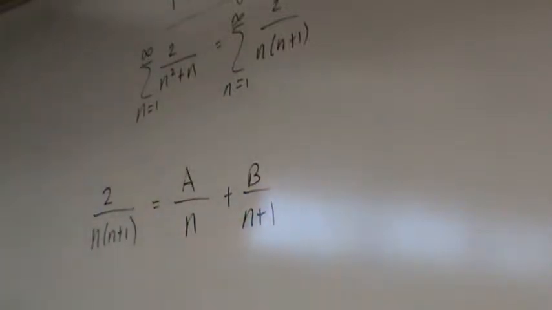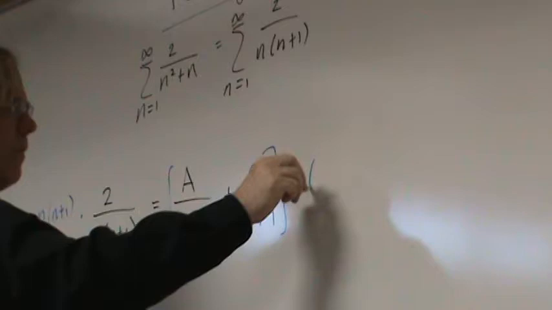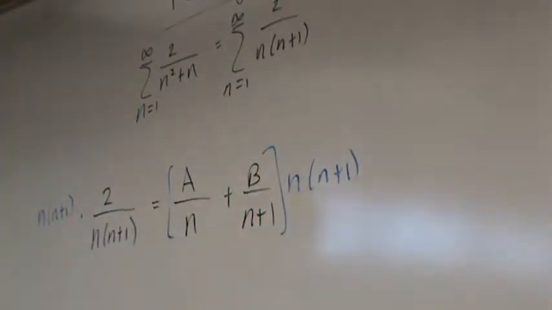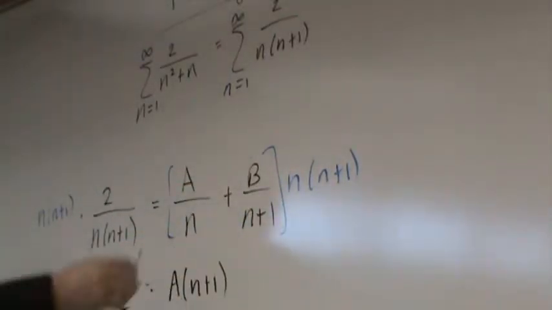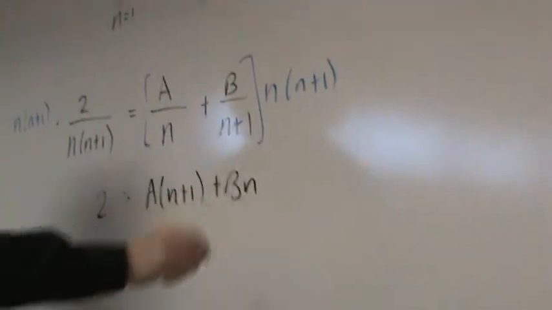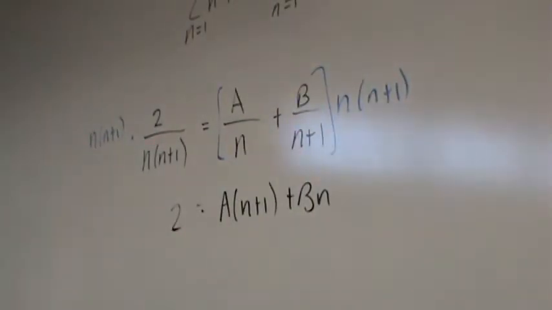First step is to multiply both sides by this denominator. I'm doing that to get rid of all the denominators, so I don't have denominators anymore, because denominators are offensive. So I get 2 equals. Here the n's cancel, and I'm left with a times n plus 1. Here the n plus 1's cancel, and I'm left with b times n. And then I'm going to do something that's not exactly correct, but I'm going to do it anyway and teach it to you guys anyway.